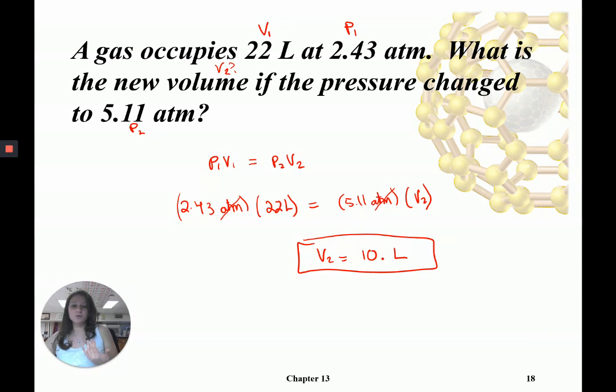In this case, the units do not matter what they are as long as P1 and P2 are the same unit and V1 and V2 are the same unit. You can use any units of pressure and any units of volume as long as they're matching.